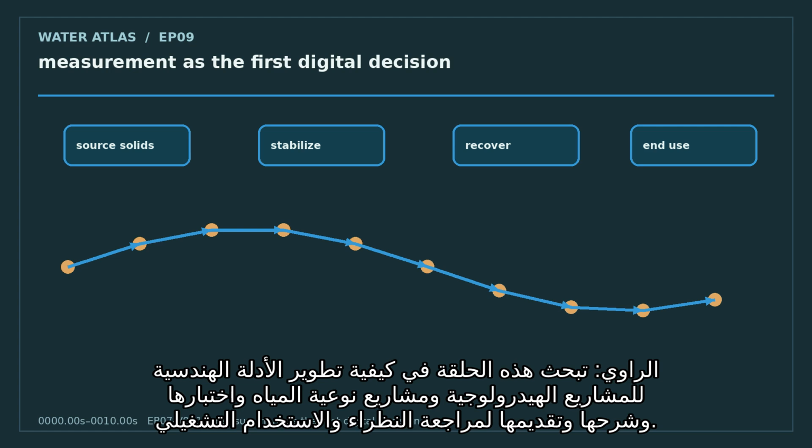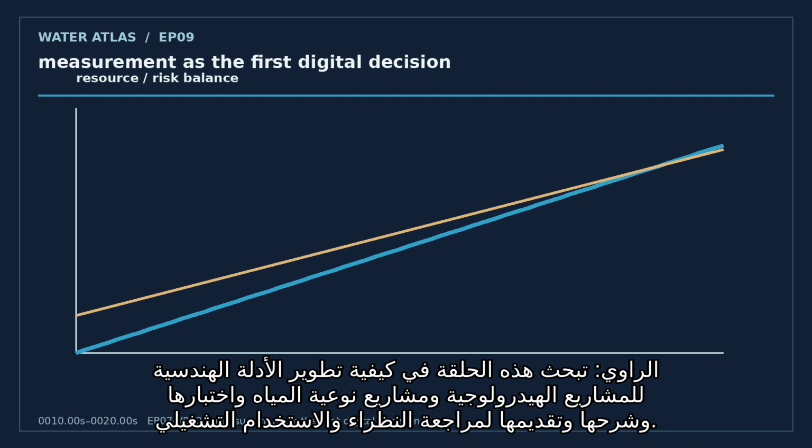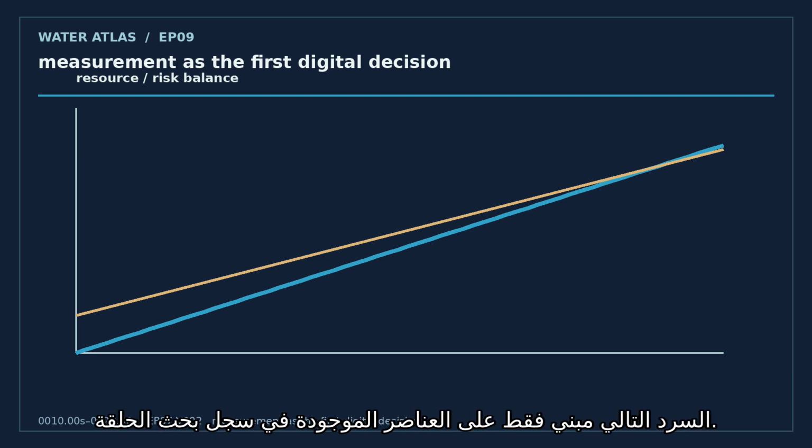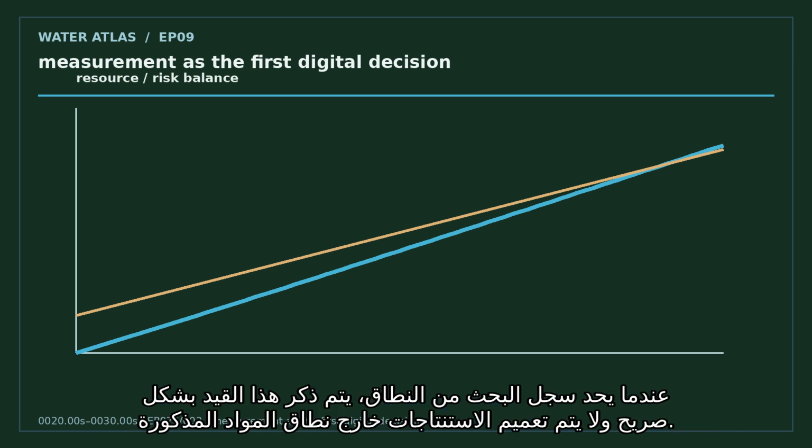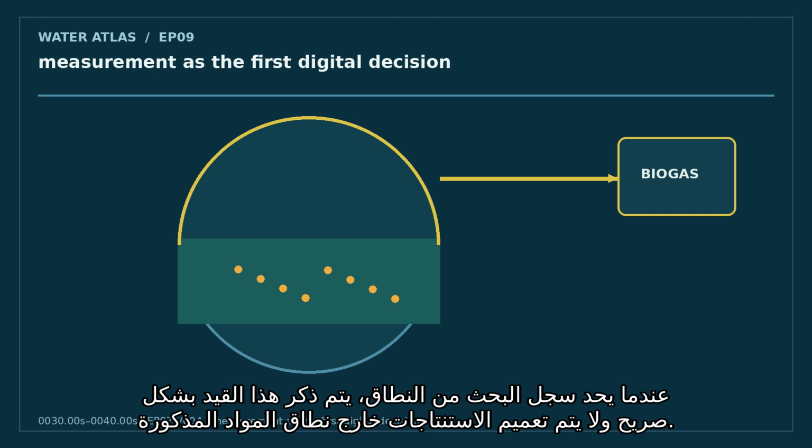This episode examines how engineering evidence for hydrologic and water quality projects is developed, tested, explained, and presented for peer review and operational use. The narration is built only from items in the episode research log. Each chapter separates observed fact, stated assumption, illustrative example, and recommendation. Where the research log limits scope, that limitation is stated explicitly, and conclusions are not generalized beyond the cited material.